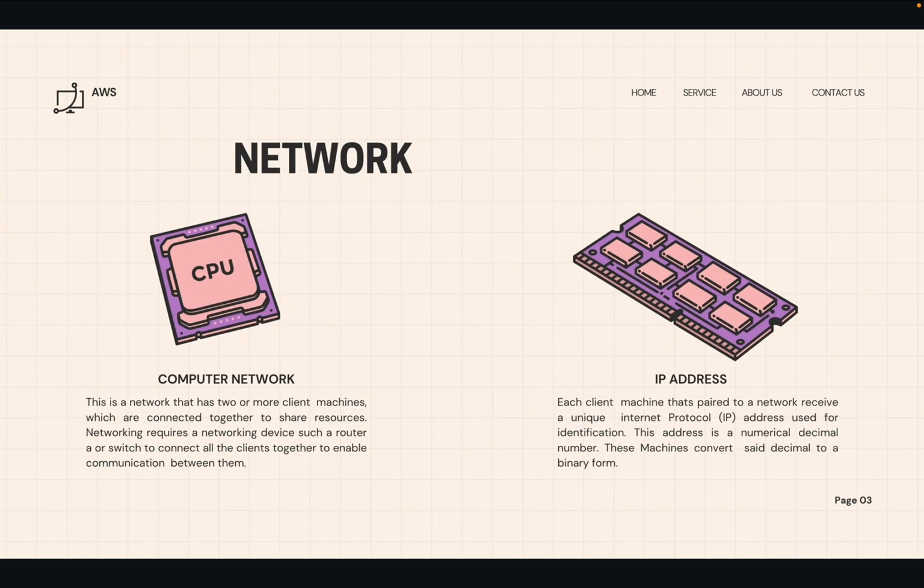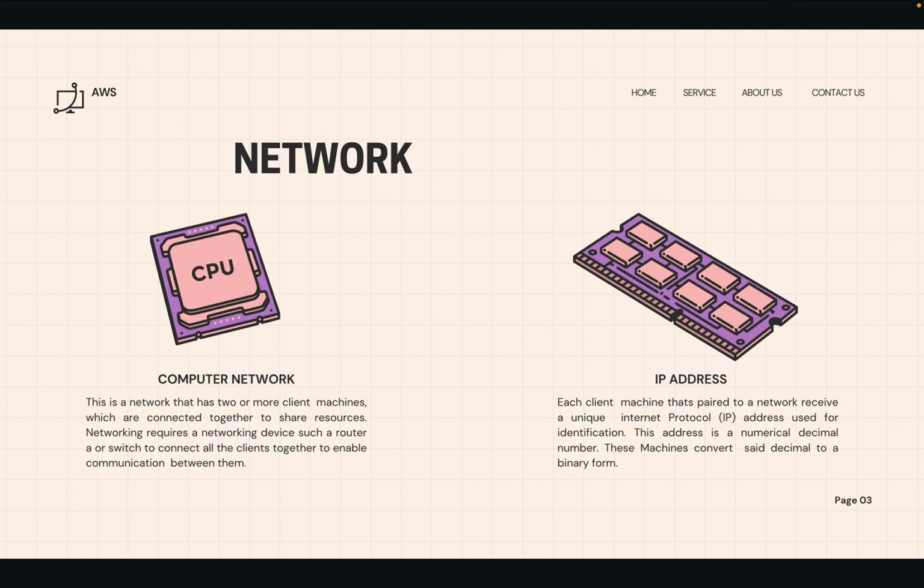Computer networks. This is a network that has two or more client machines, which are connected together to share resources. Networking requires a networking device such as a router or a switch to connect all the clients together to enable communication between them. Each client machine that pairs to a network receives a unique Internet Protocol, known as an IP address. This is used for identification.